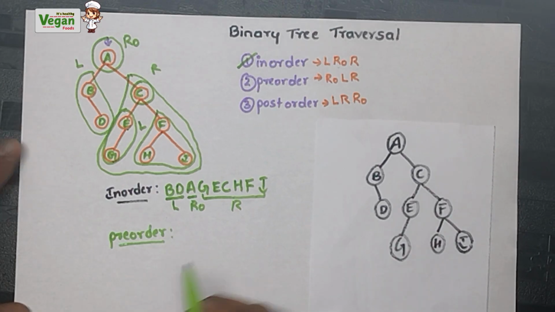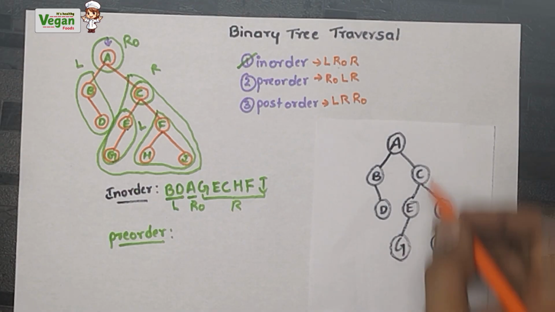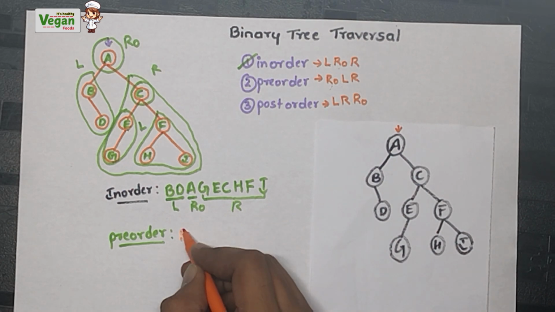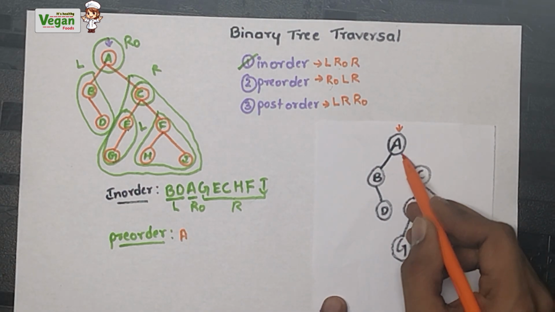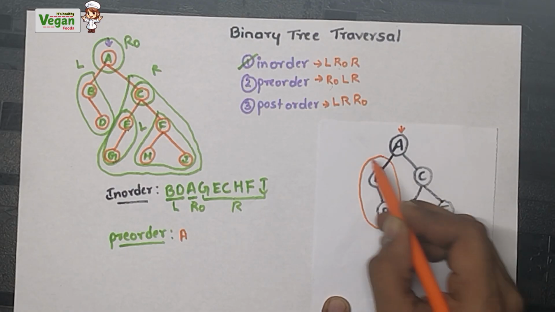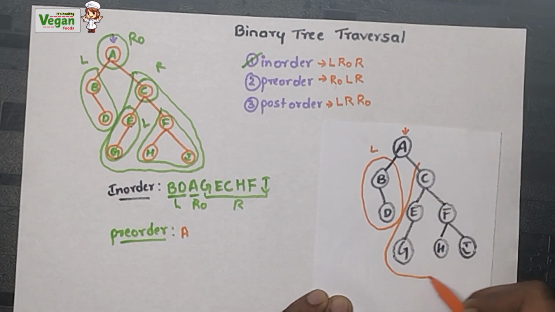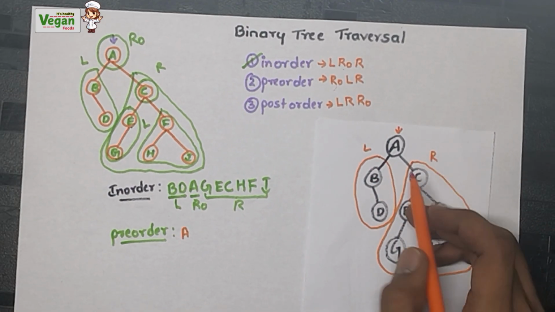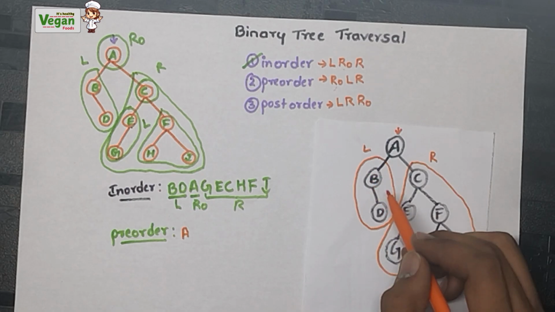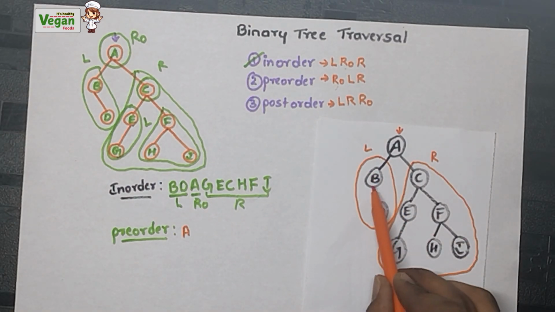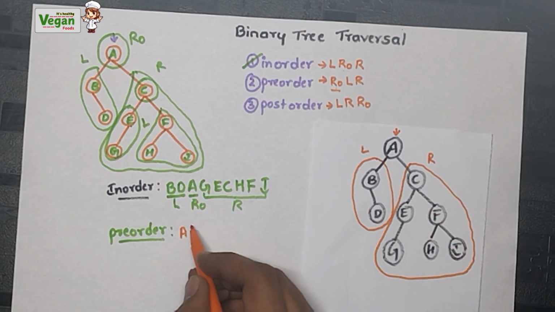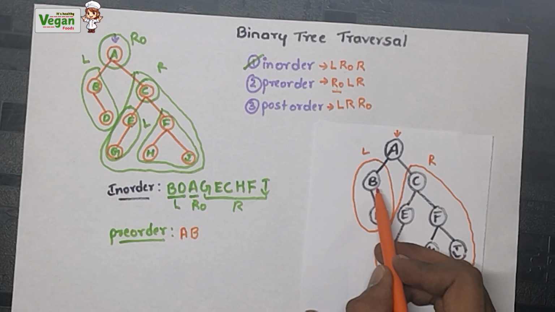How to write the pre-order? What is the formula? First write the root value, then left, then right. If I consider A as the root value, first we must write the root value. Root value is A. For this root, this whole will be considered as the left and this whole will be considered as the right. Before writing left, we must consider this whole left side as a separate tree. If we consider this as a separate tree, what must we write? First we must write the root value. What is the root value? B. Next we must write the left value.